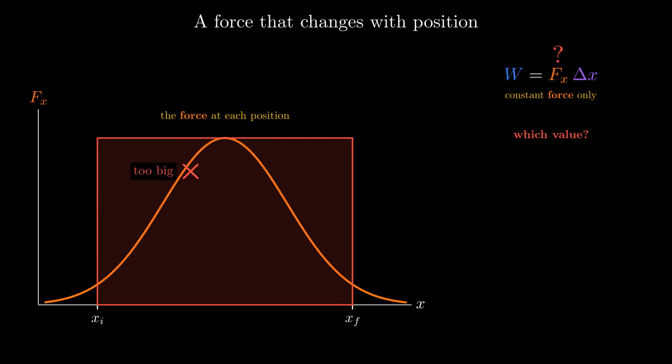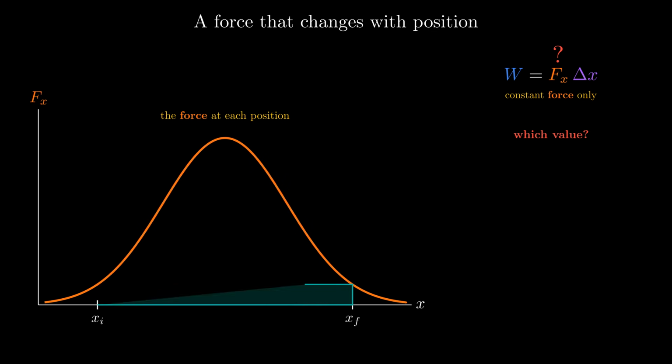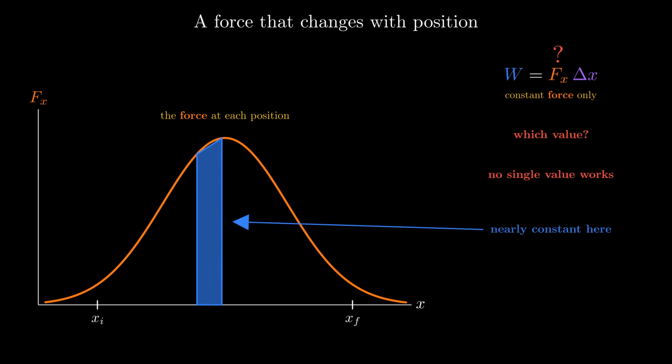Multiply the displacement by the peak value, and you overestimate the work. Use the starting value, and you underestimate it. No single choice is right. The escape is the central move of calculus. Over the whole trip, the force varies a lot, but over a short enough piece of the trip, it barely varies at all. So chop the trip into pieces.